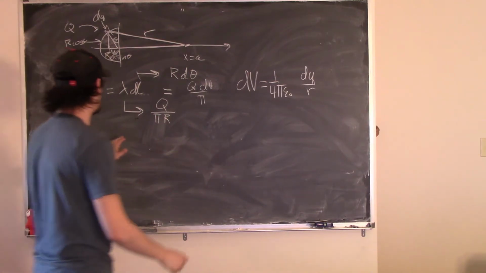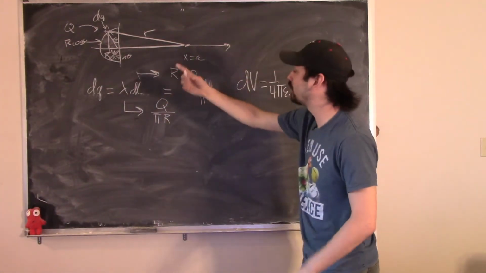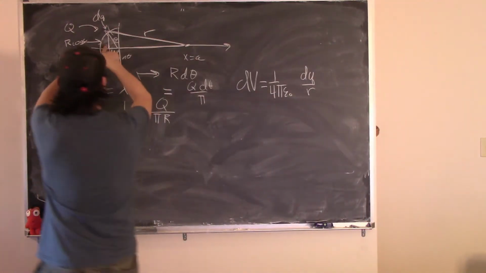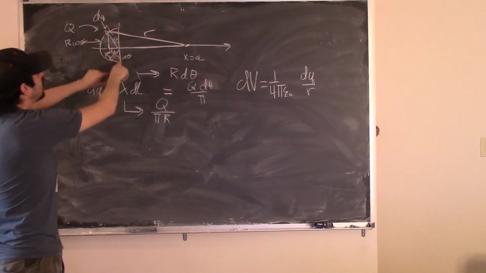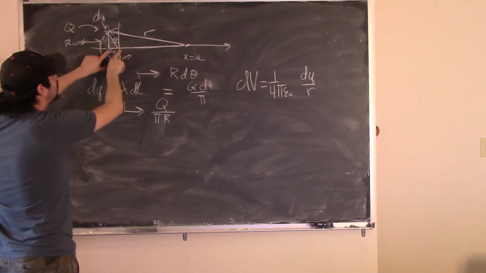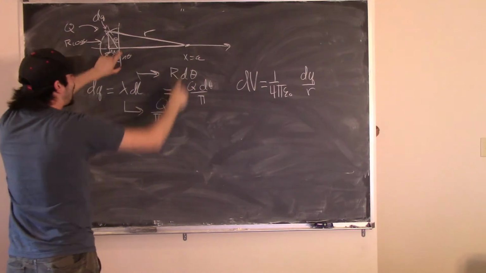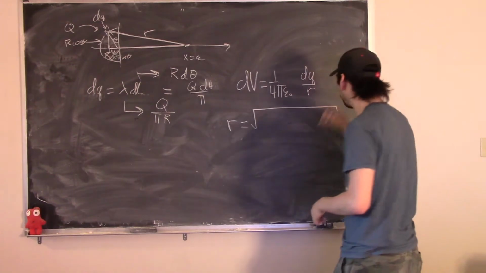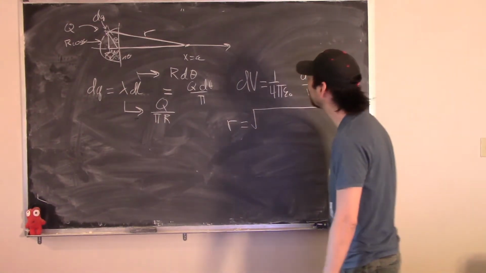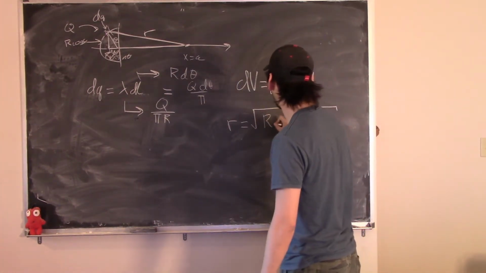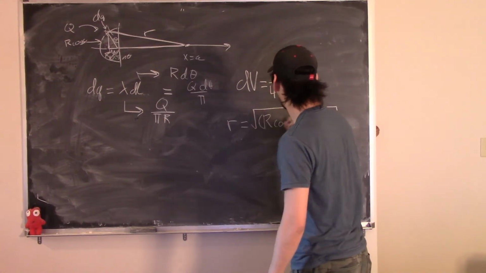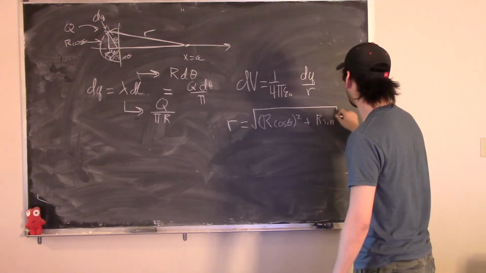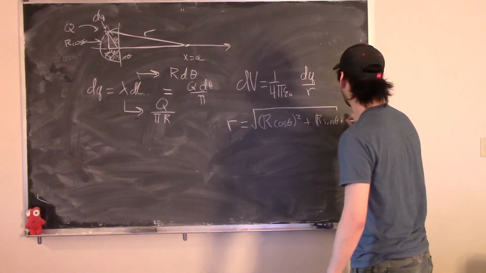And then I just need to put together the pieces that I have in the y direction and in the x direction. So in the y direction, this is going to be some r cosine of theta. In the x direction, this is some r sine of theta plus the distance a. So then I can put that together using the Pythagorean theorem to find what r is. That's just to say that this is going to be r cosine of theta quantity squared plus r sine of theta plus a quantity squared.